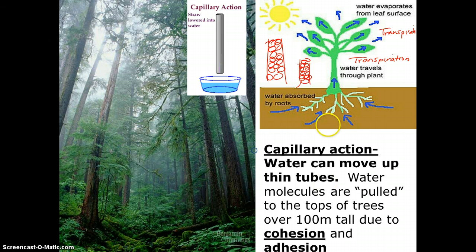Capillary action is basically water moving up a narrow tube, and this happens in plants. If you think about it, how can this go against gravity? It's going against gravity because water is being pulled up due to cohesion and adhesion. And here water is evaporated due to the sun, so the water molecules constantly need to get replaced.